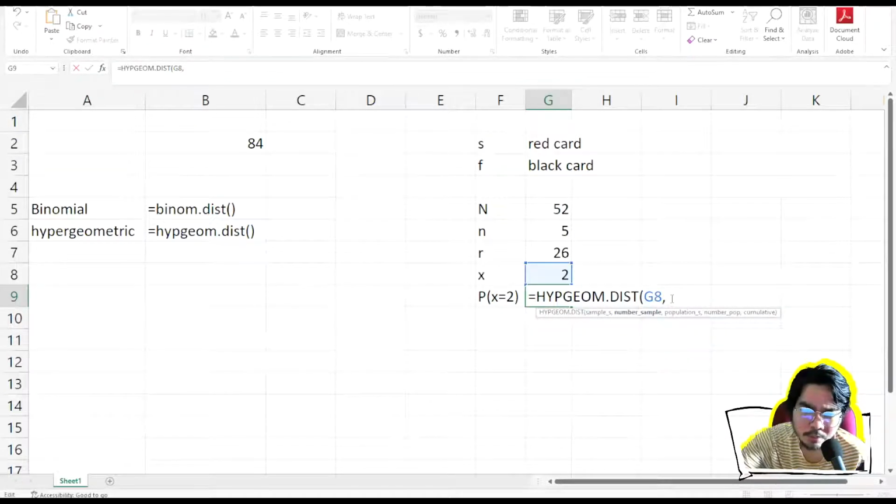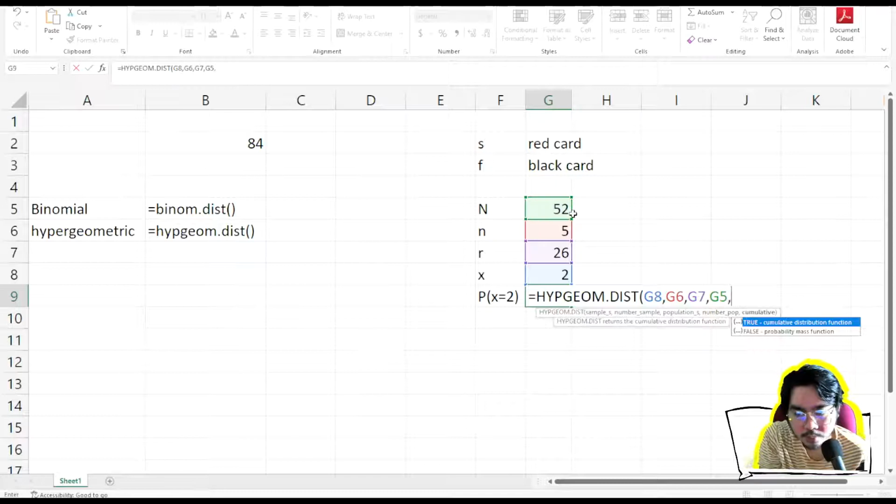The number of samples is 5. Right? This is the number of trials, small n. Next is our R. This is the number of successes in the population. So our number of successes, or number of red cards, is 26 out of 52. This is the population size, the total number.